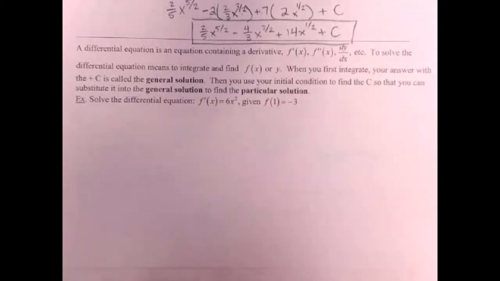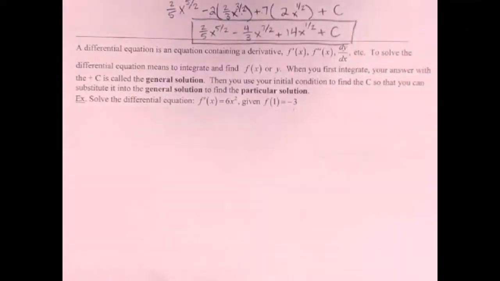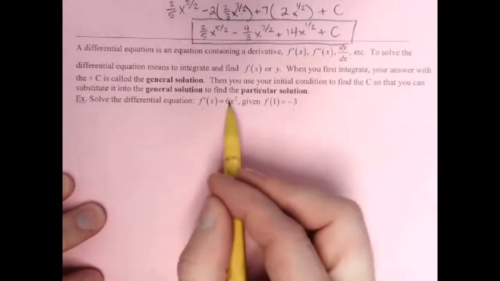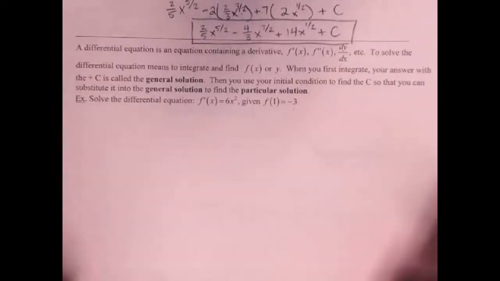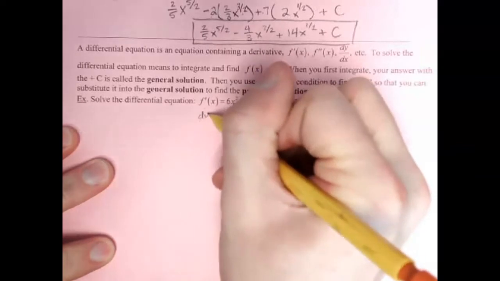But if you have a particular solution, if you have some piece of information, you can use that to solve for the c value. And then once you have that updated function, it's called the particular solution. So let's go through and find it. Here we go. We have the derivative is equal to 6x squared, and then it says given f of 1 equals negative 3. We're going to use that to find the c value.